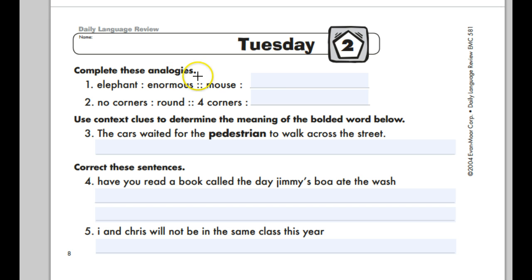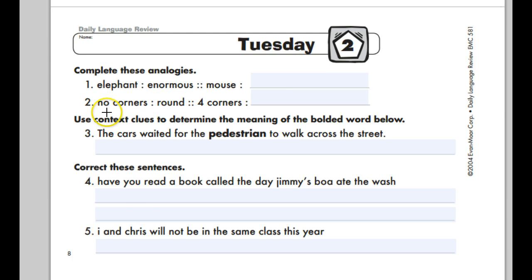Elephant is to enormous as mouse is to what? So we have the animal here. Now we need the size. So we would put small. Or you could even, they used a really great detailed wow word, enormous. You could even put minute. It looks just like the word minute.